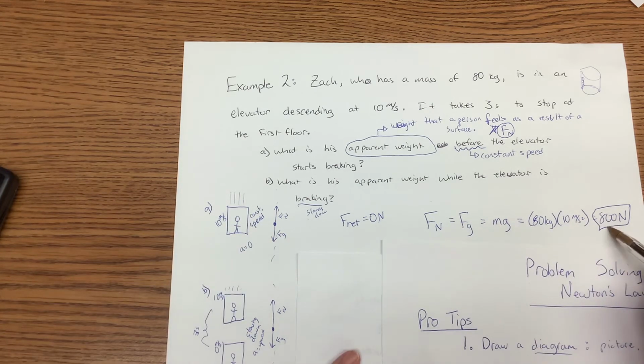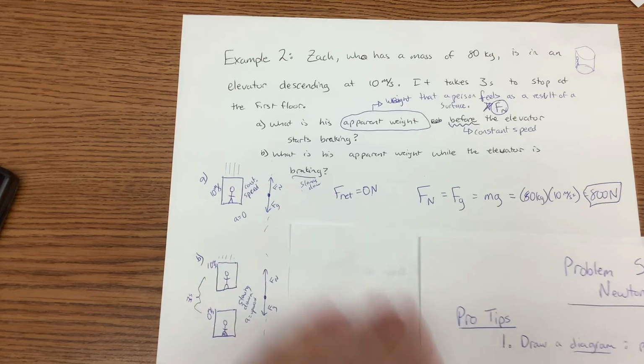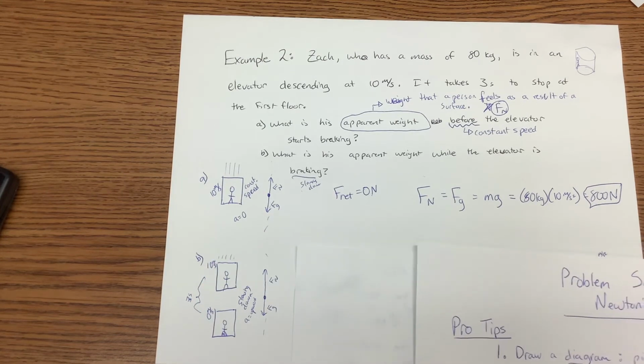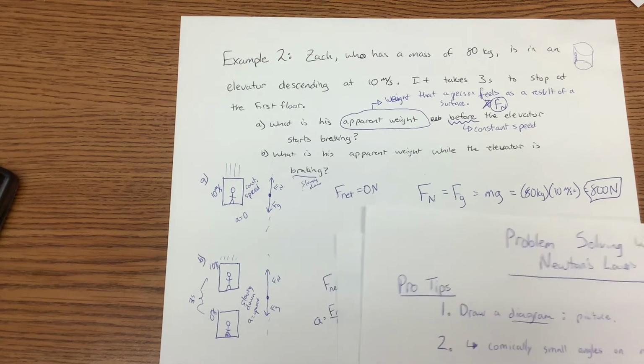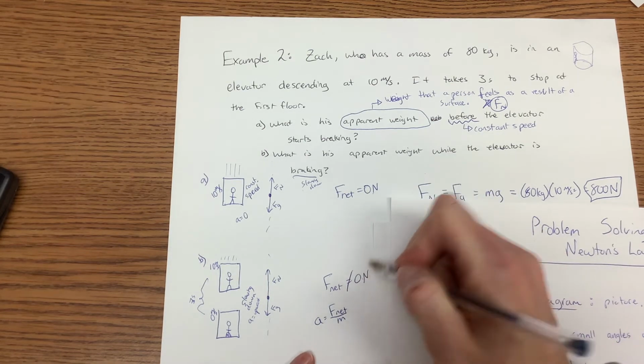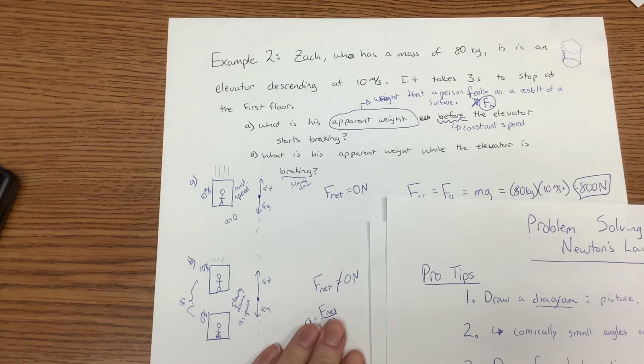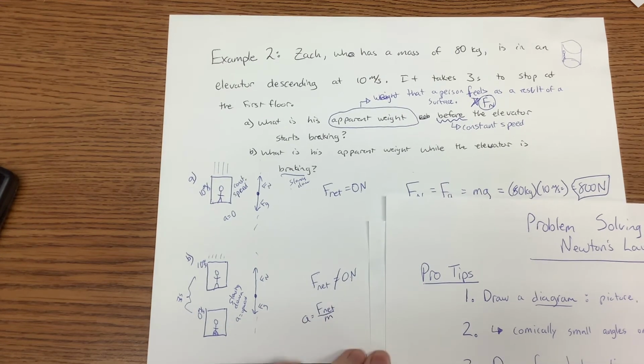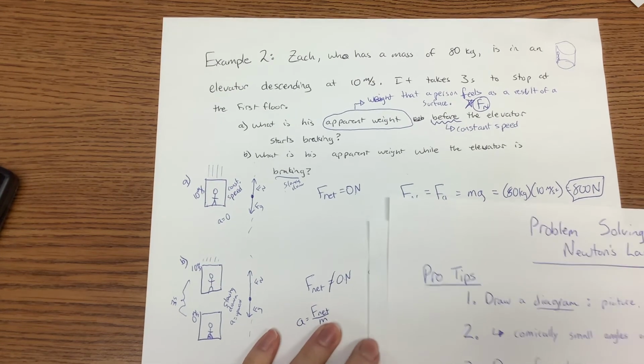So this is how heavy Zach thinks he is in the elevator when it's moving at a constant speed, which is the same as when he's standing motionless on the ground. Okay. Now for the next one, the net force is not 0, so that's me applying Newton's first law again, and there's Newton's second law. I'm going to have to use that to figure out how heavy Zach thinks he is now.